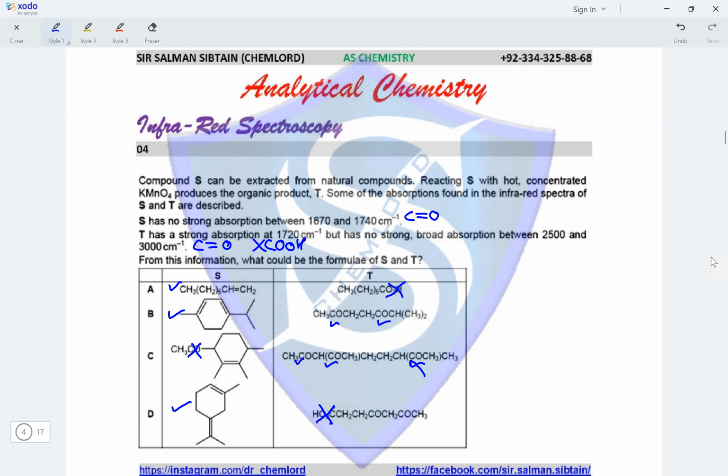Looking at option C again, the second one from the left, the first CO is correct, the second one, COCH3, is once again an ether, not a carbonyl group. So option C is also eliminated, leaving only option B with the correct structures for S and T as given by the infrared absorptions in the question. Therefore, option B is the correct option for this question.